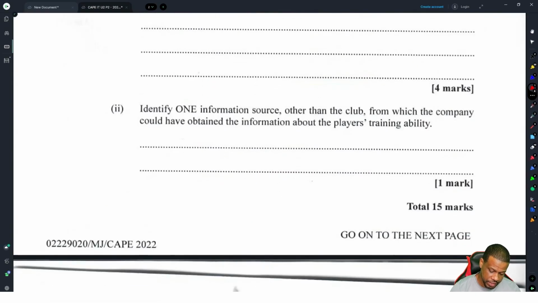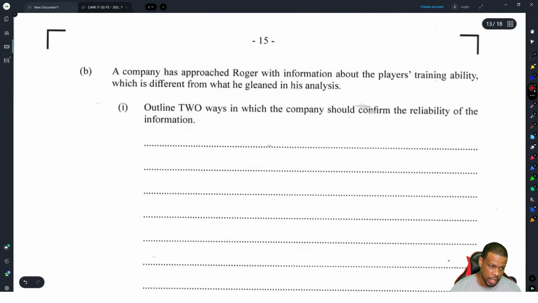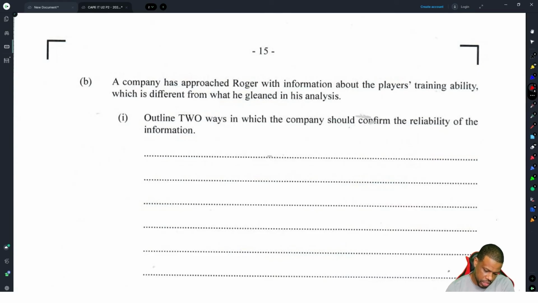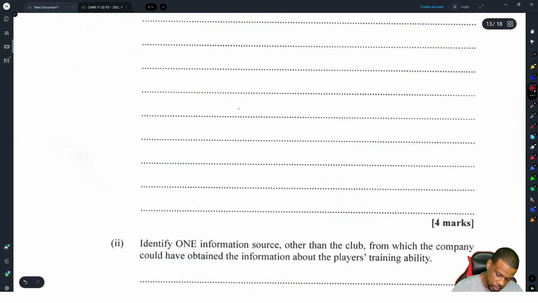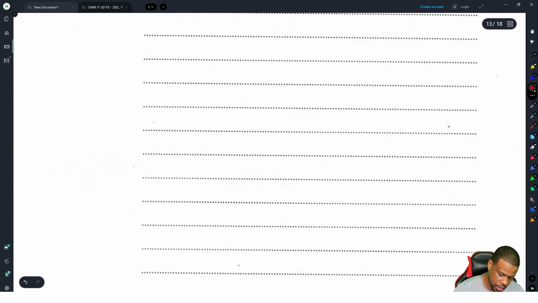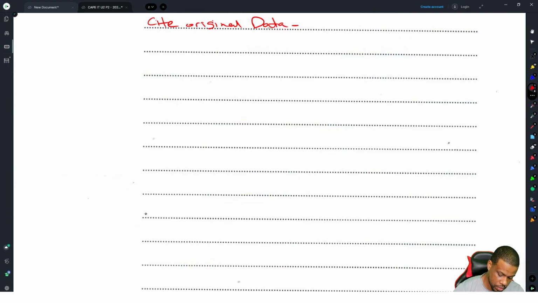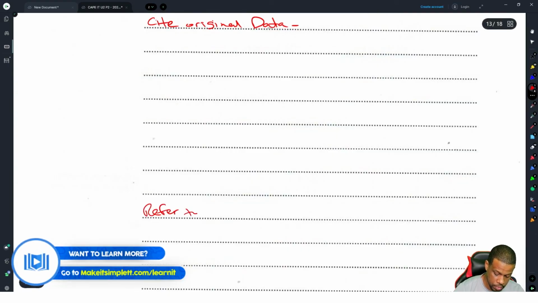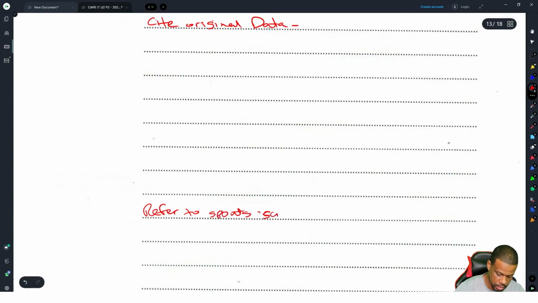Is this the last question? All right, this is the last part of the question. A company has approached Roger with information about the player's training ability, which is different from what he gleaned from his analysis. Outline 2 ways in which a company should confirm the reliability of the information. 4 marks. All right. To confirm the reliability of information, they should cite original data, and they should also refer to sports science journals.